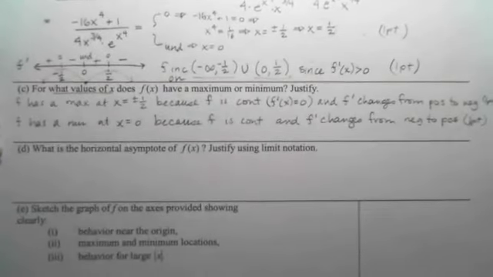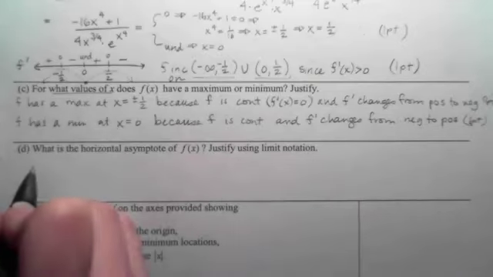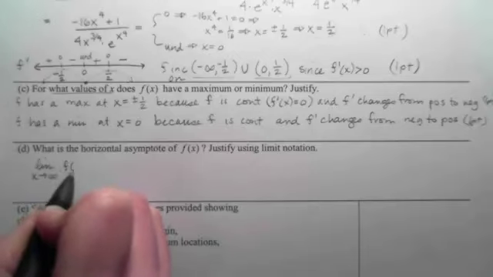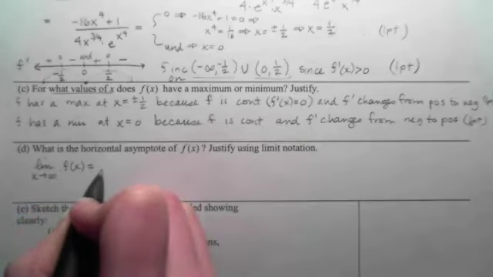Next, part D. What is the horizontal asymptote of f? And we have to justify using limit notation. So this takes us all the way back to chapter 2. We want horizontal asymptotes, so that means we've got to look at the limit as x approaches infinity of f of x.